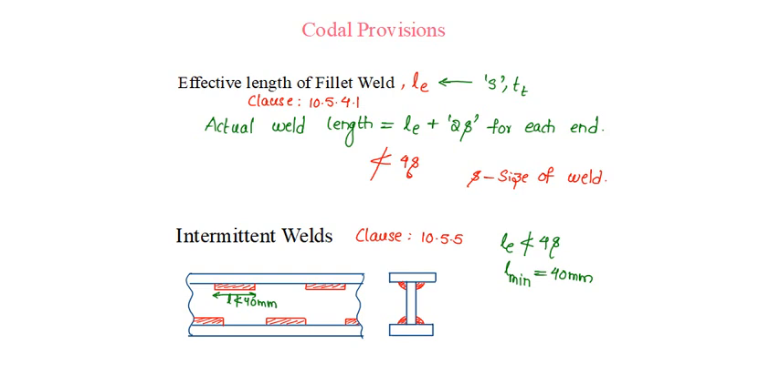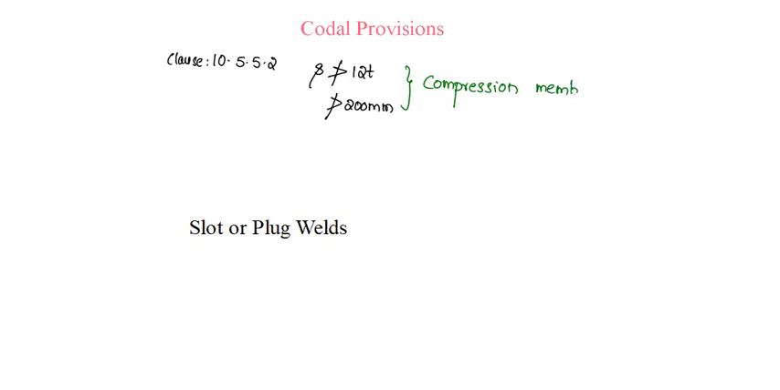If say S is the gap between the provided welds, then there are specifications for S. As per clause 10.5.5.2, S should not be more than 12T or more than 200 mm in case of compression members, whereas the same S should not be more than 16 times T and not more than 200 mm in case of tension members, where T is the thickness of the thinner member.